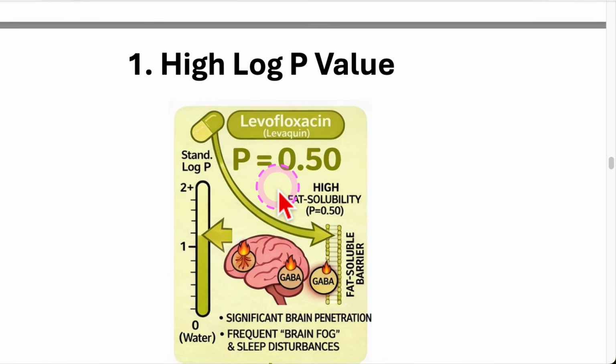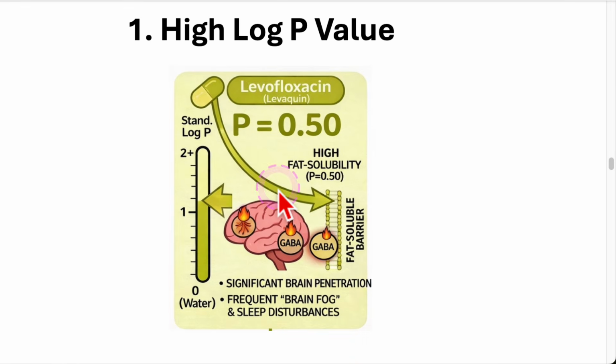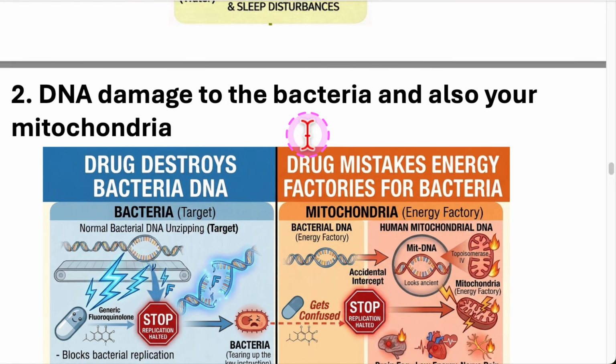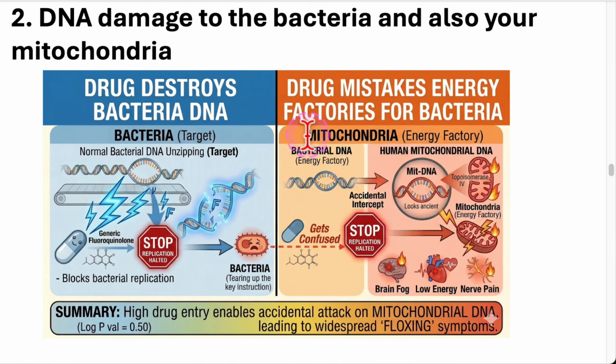Okay, so let's summarize this up. There's really three properties that this class of medication possesses that make them so deadly and dangerous, and why people have so many side effects. First thing is right here, high p-value, like we went over multiple times. Second thing that we touched on is that these medications go after the DNA of the bacteria. This is the only class of drugs that go after the DNA of the bacteria.